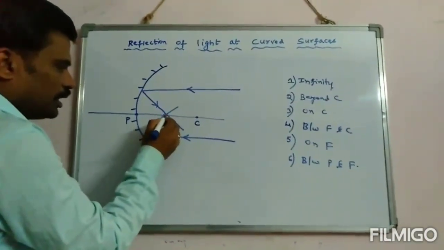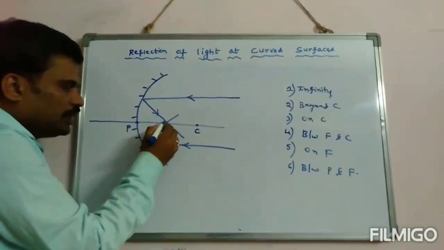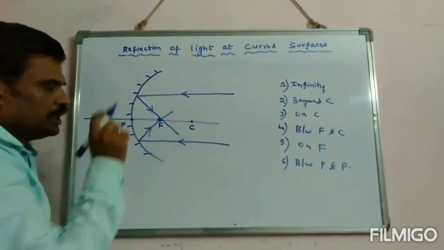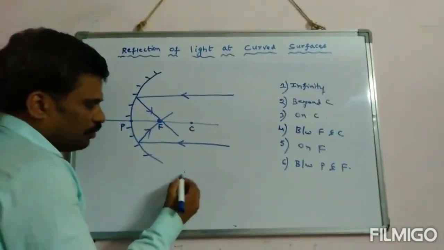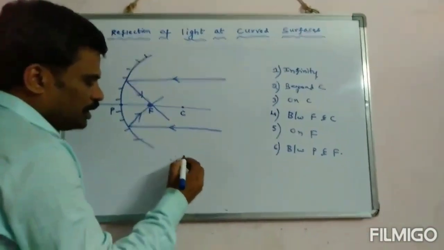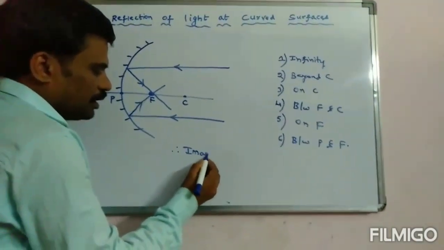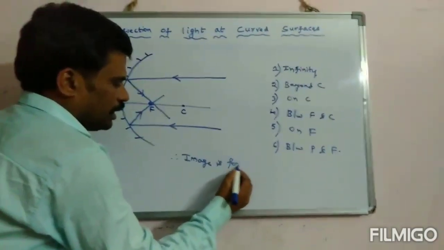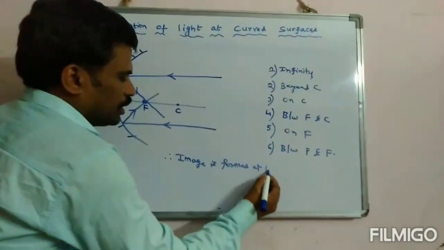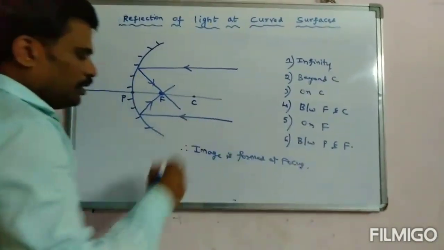Now you can see here the reflected rays are meeting at what position? The position is focus. So therefore, what is the position of the image? Image is formed at focus.